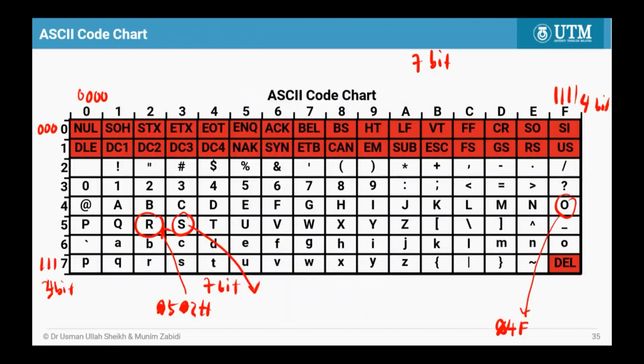So the value here is 101. This is for 5 lah. 101, and followed by 3. 3 is 0011.